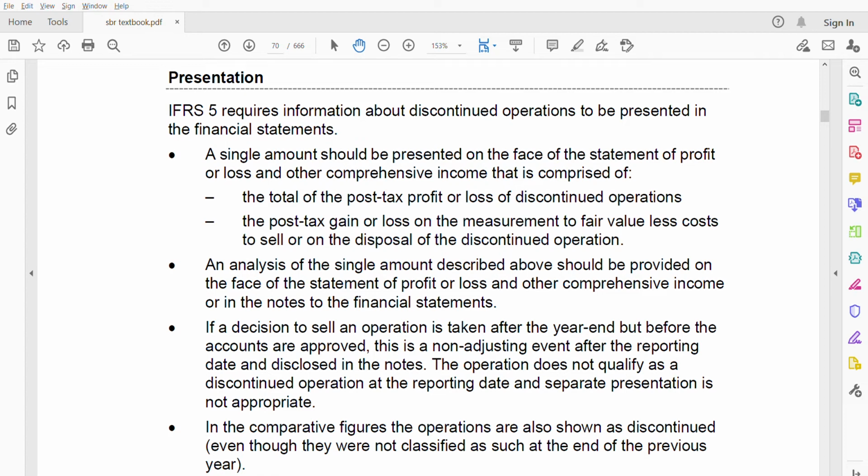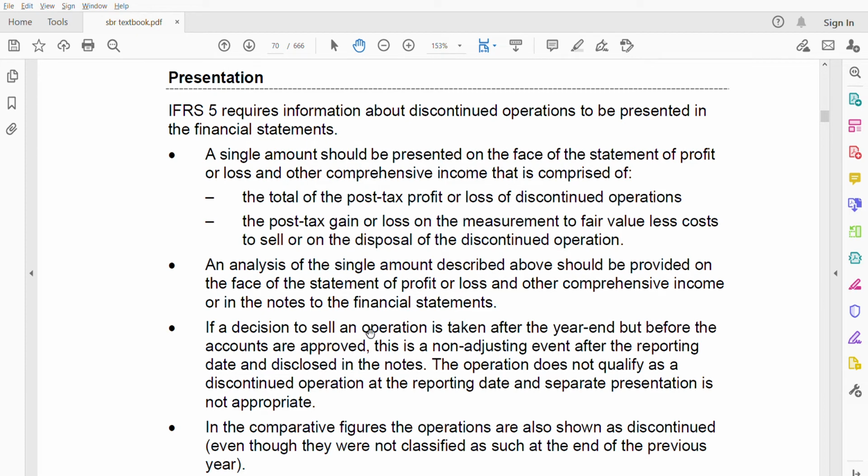I think the name of the company is Weston. Yeah, Weston. Third, if a decision to sell an operation is taken after the year end but before the accounts are approved, this is a non-adjusting event after the reporting date and disclosed in the notes. What is it?